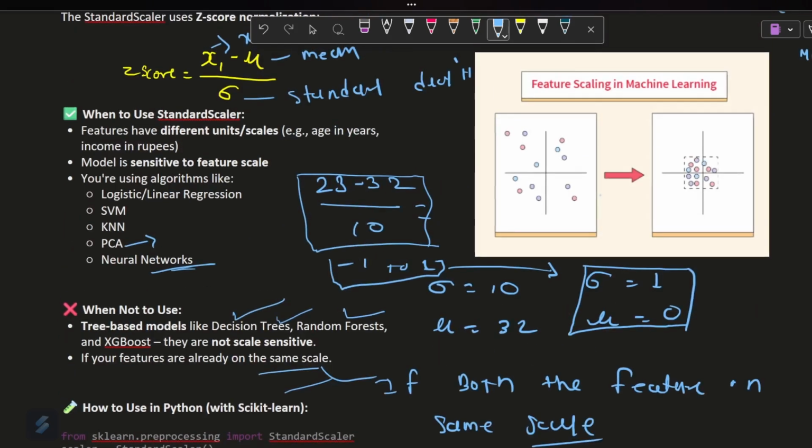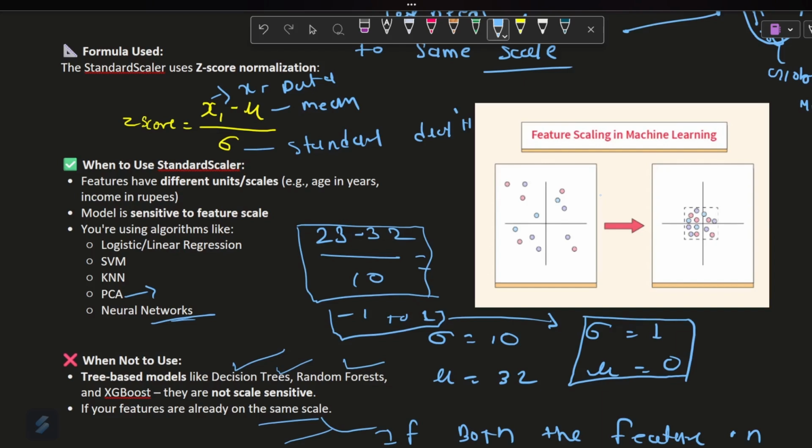Understand this one more diagram of feature scaling. The data points are distributed in different ways. Let's consider that we have a mean of that particular point. After the scaling, the data points come closer to the mean point.